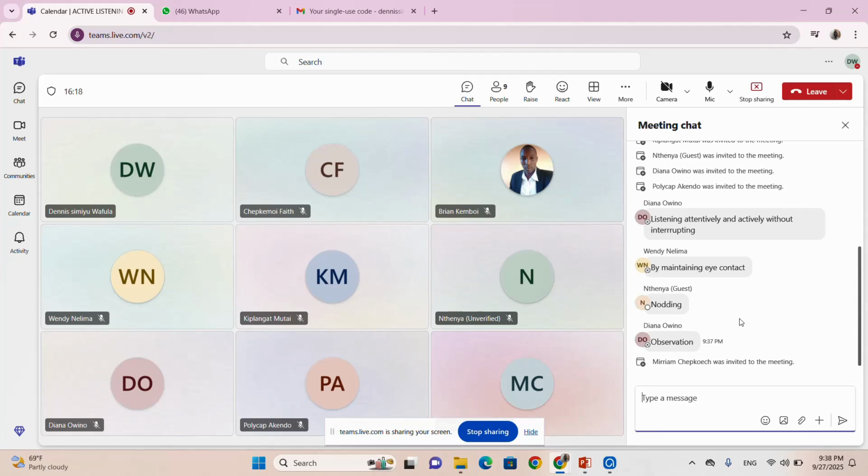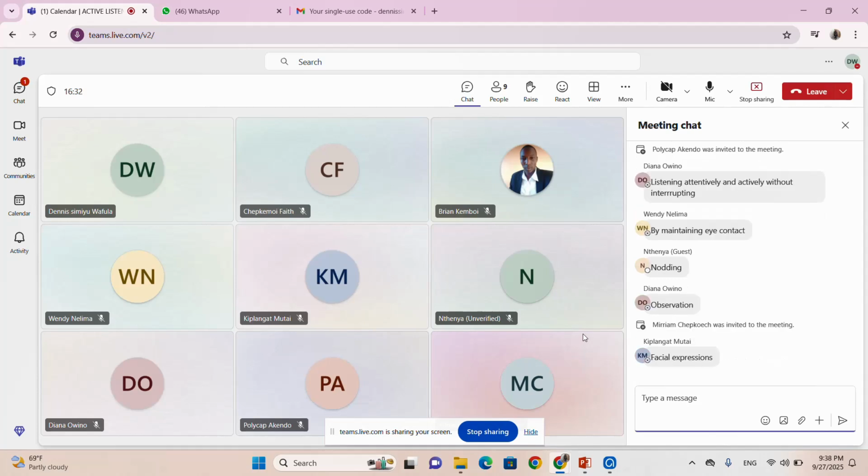So let's do the same thing in paraphrasing. In your own understanding, how will you show that you are actively listening? Pardon, let me pause a bit. Let me go back to the skills first.